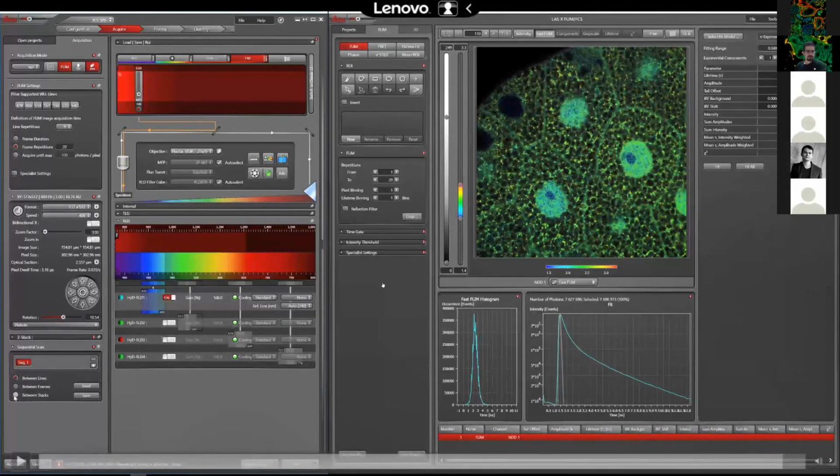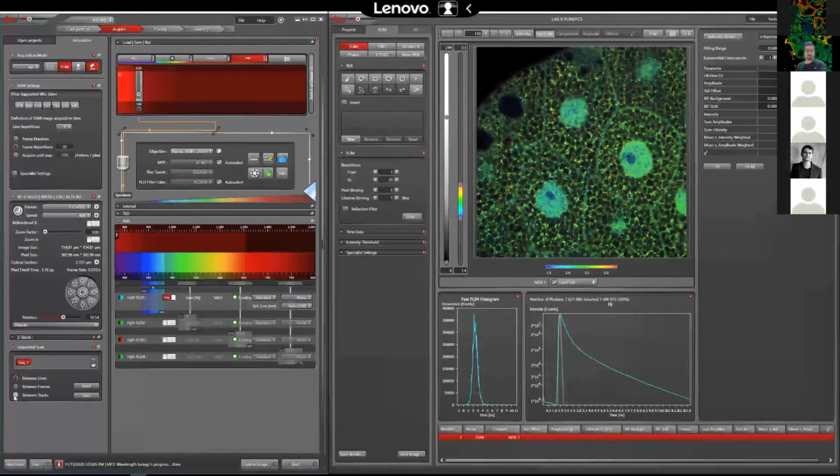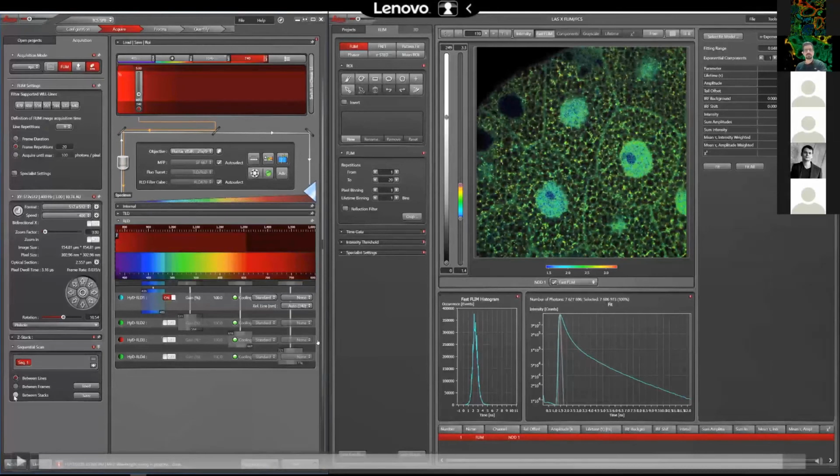If you would like to read about that and find out the science behind that, you can. But here we found that with our sample and our experiments, doing 512 by 512 at 400 hertz imaging, 400 lines per second, we would get a pixel dwell time of 3.16 microseconds. That's quite okay. It works quite fine for us.